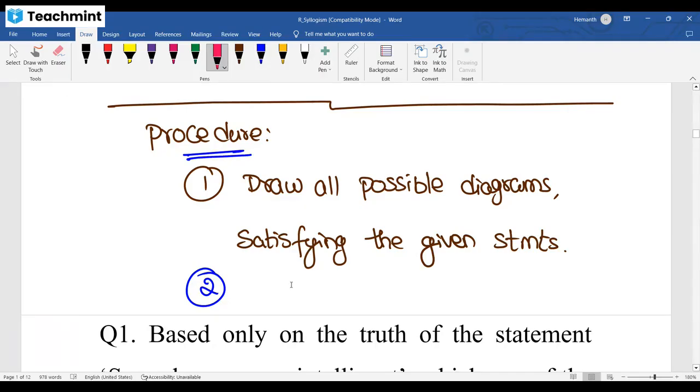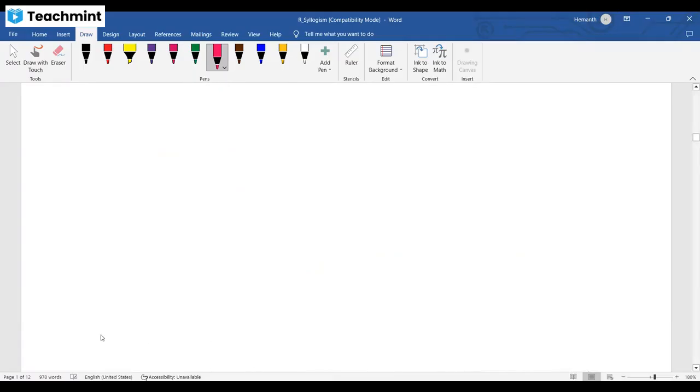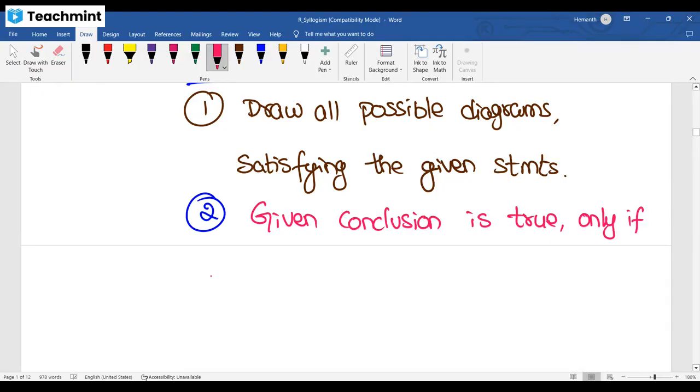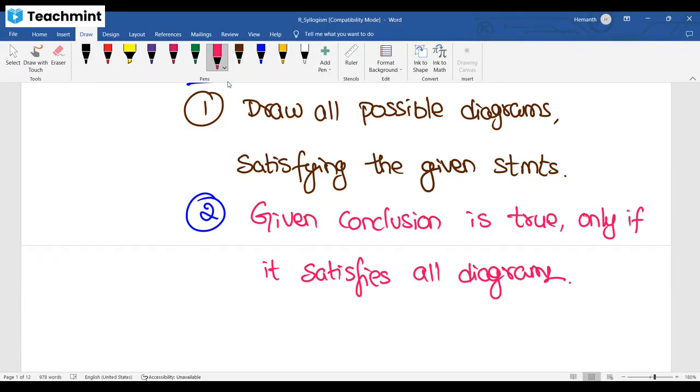What is the next one? We draw the diagram, fine. Now, whether your conclusion is true or false, how can you decide that? See, the given conclusion is true only if it satisfies all diagrams. You draw the diagrams, right? Now your conclusion I can say is true if your conclusion satisfies all those diagrams you are drawing.